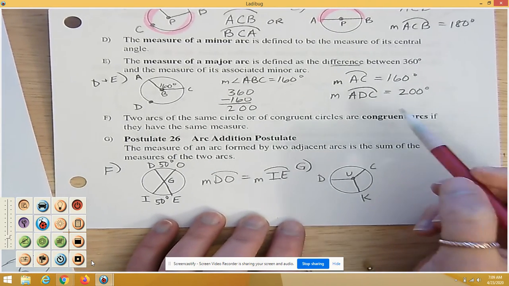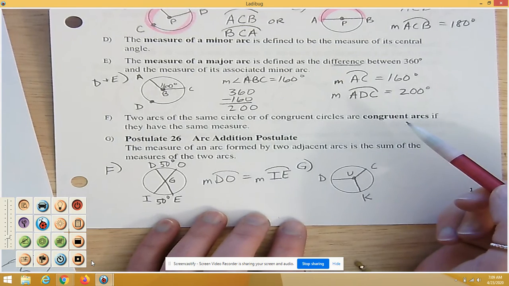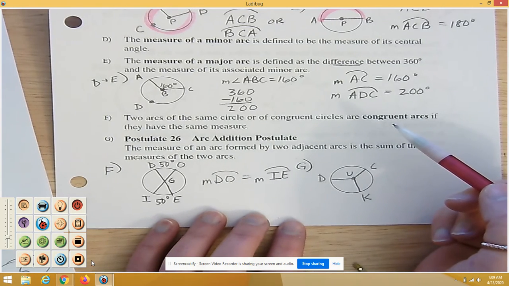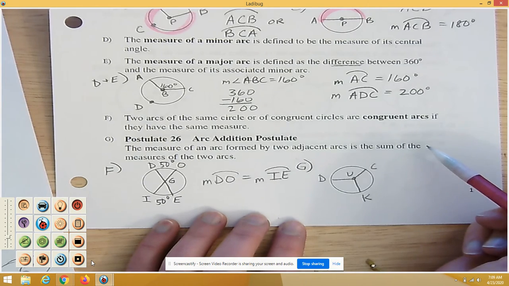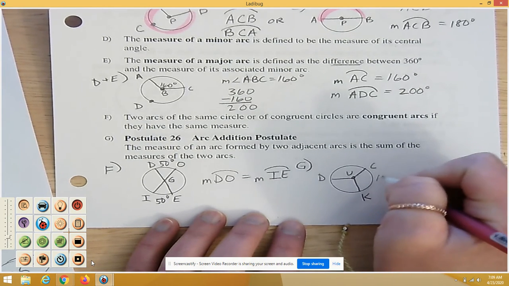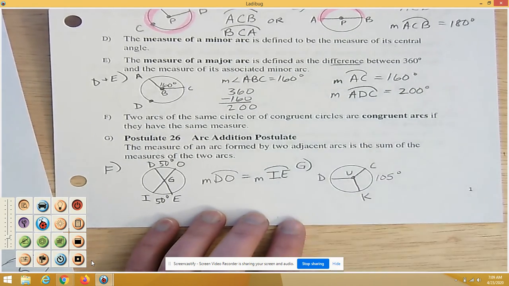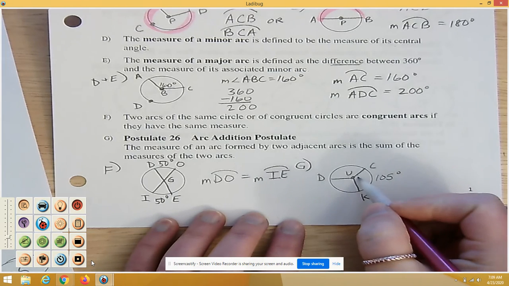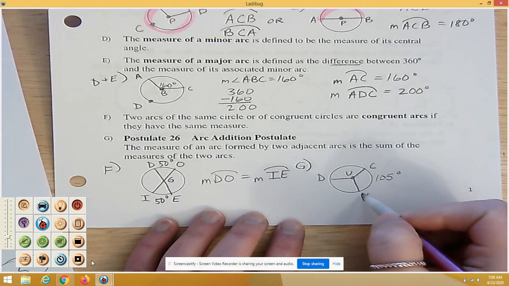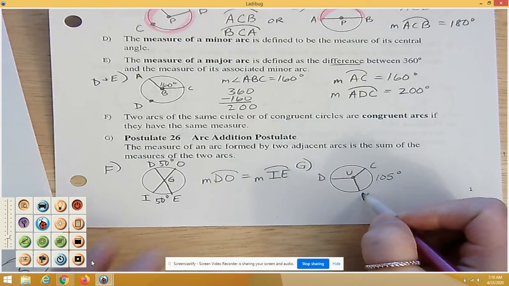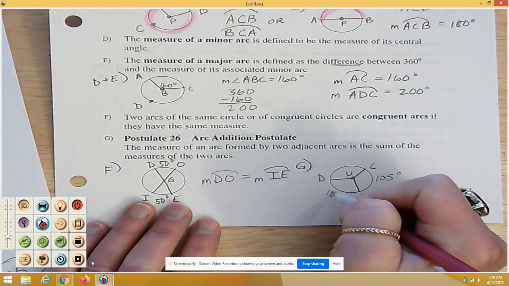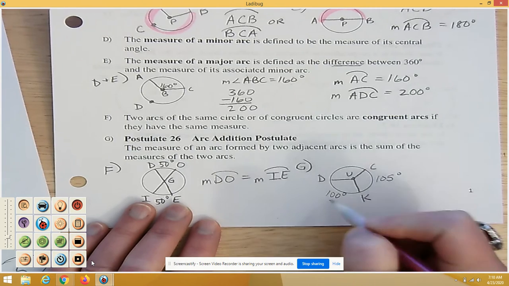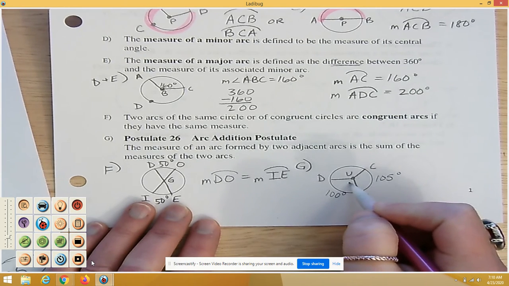And then the last one is the arc addition postulate. This is a really useful postulate. The measure of an arc formed by two adjacent arcs is the sum of the measures of the two arcs. So let's say that this angle here is 105 degrees. So this central angle would be 105. The corresponding arc is 105 degrees. I marked it as the arc. And now over here, this arc here is 100 degrees.